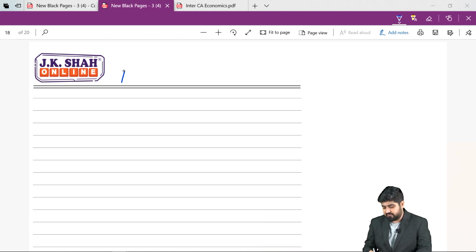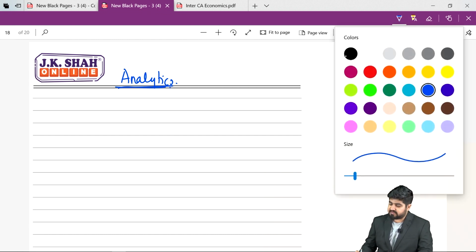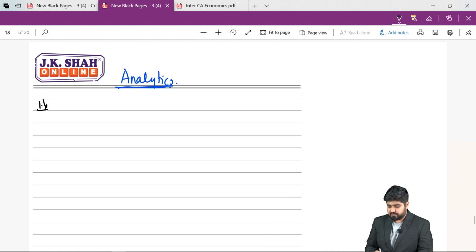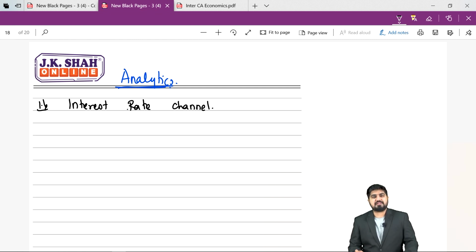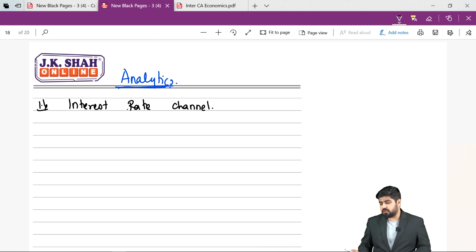Apart from that, now next one is nothing but analytics. Listen to this very carefully. Analytics of monetary policy, also known as monetary transmission mechanism. There are 5 channels, students, which are used. First one is nothing but interest rate channel. Do you remember what is interest rate channel? What are the 5 channels? First of all, interest rate channel, exchange rate channel, quantum channel, asset price channel, and lastly it is expectations channel.